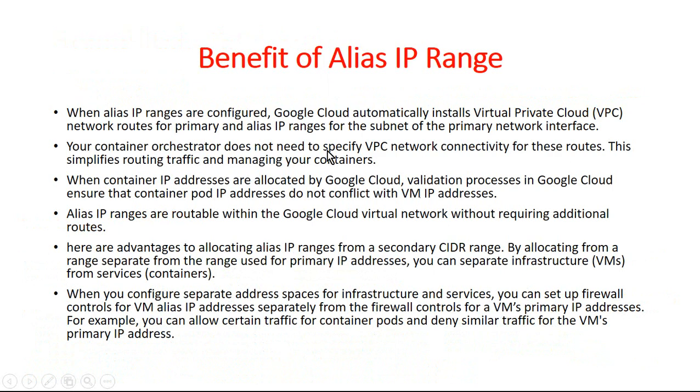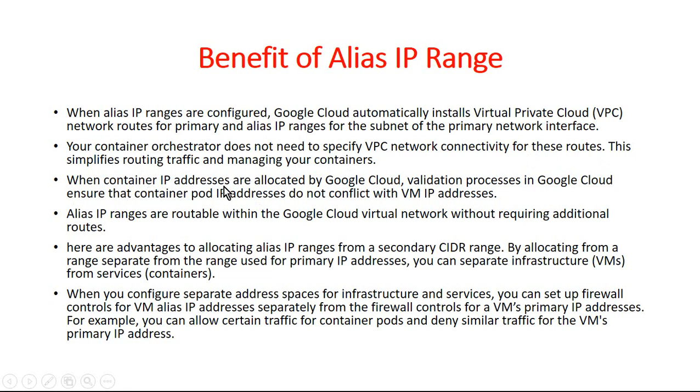Okay. Now next, benefit of the alias IP range. When alias IP ranges are configured, Google Cloud automatically installs virtual private cloud network routes for primary and alias IP ranges for the subnet of the primary network interface. Okay, next, your container orchestration does not need to specify VPC network connectivity for these routes. Okay, this simplifies routing traffic and managing your containers.